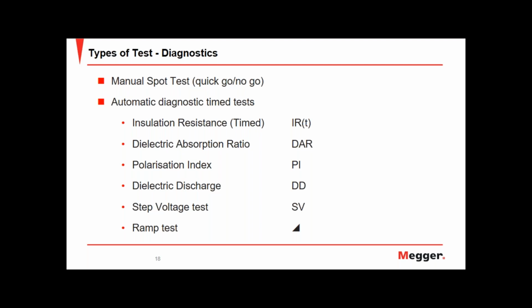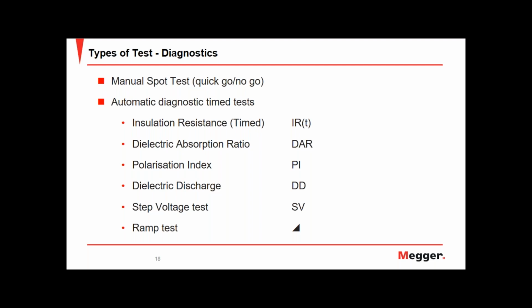However, it gives you a very limited view of an insulation material's condition. Then we can move into some of the automatic tests. On most HV diagnostic DC testers today, these are the types of insulation tests that can be performed. They're all automatic. We have an insulation resistance test, which is very similar to the spot test, but is actually a time test. So the instrument will switch itself off after a duration.